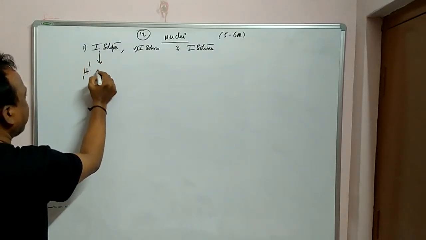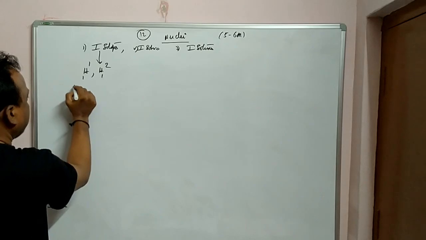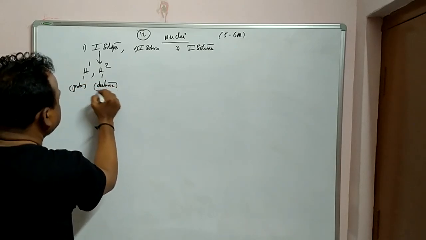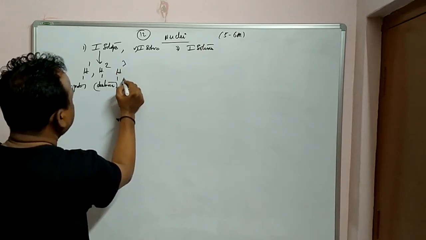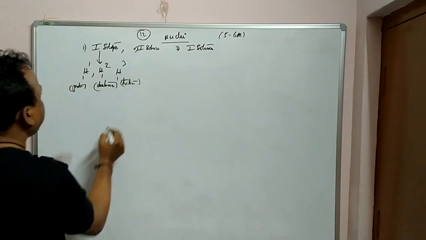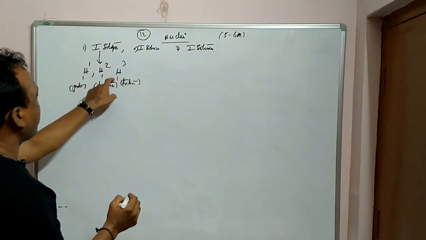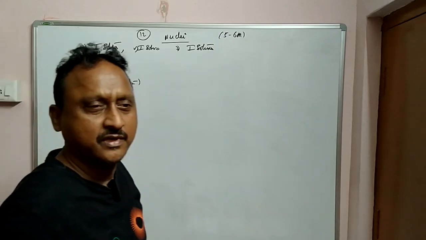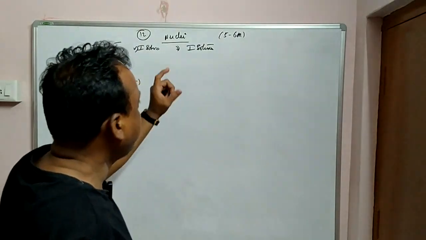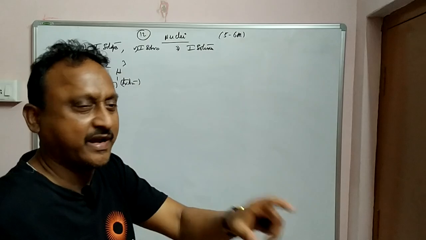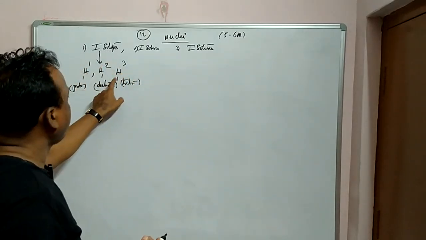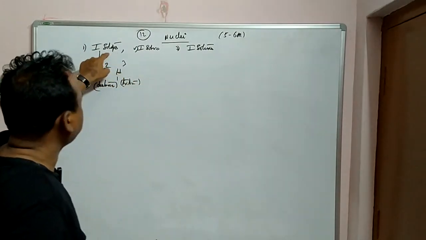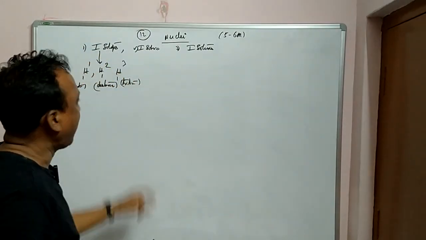For example, 1H1, 1H2: proton, hydrogen atom, deuteron, heavy hydrogen, or tritium. You can see same element, same atomic number, different mass number. Such elements are called isotopes. So isotopes are not different elements, same elements having same atomic number, different mass number. So you can take the example of hydrogen like that.